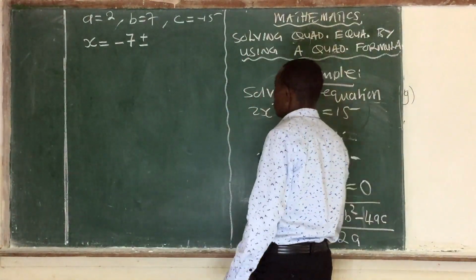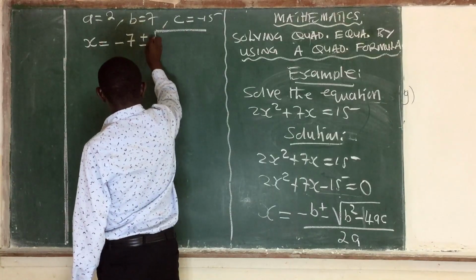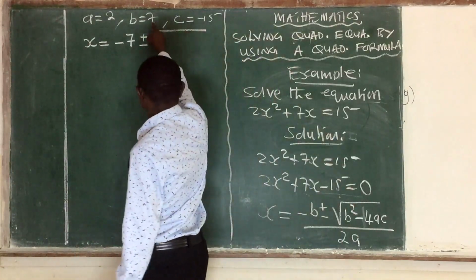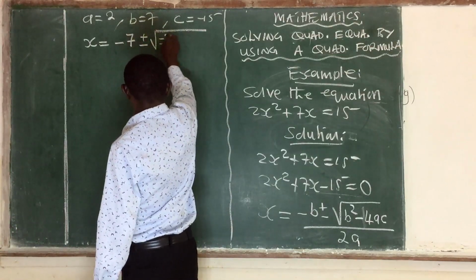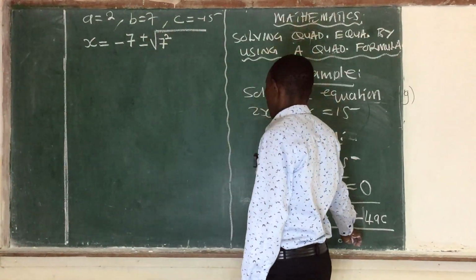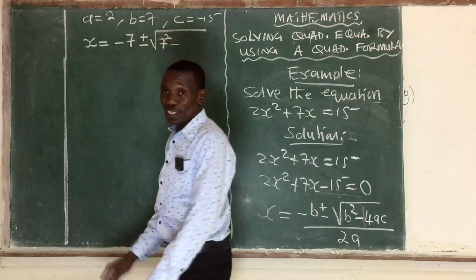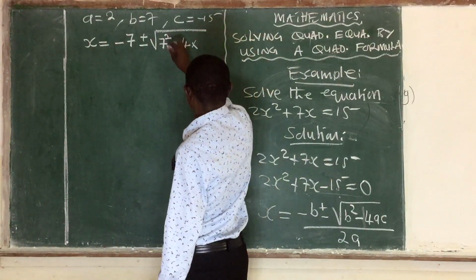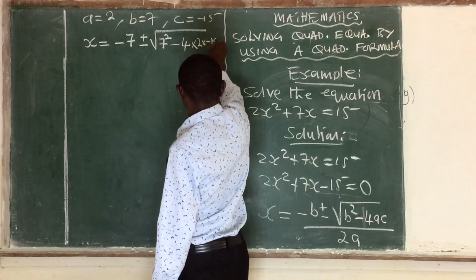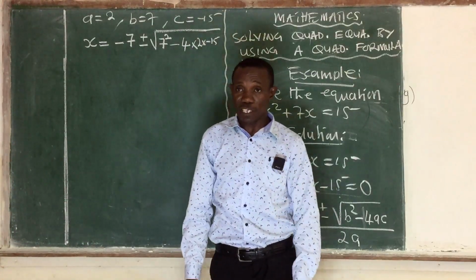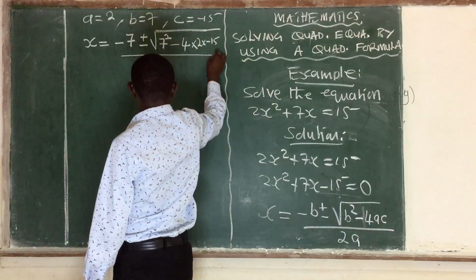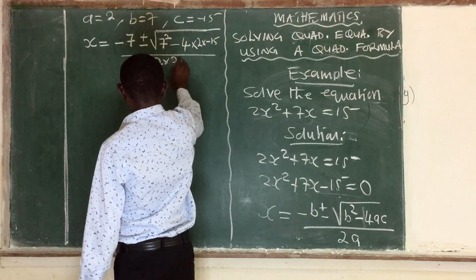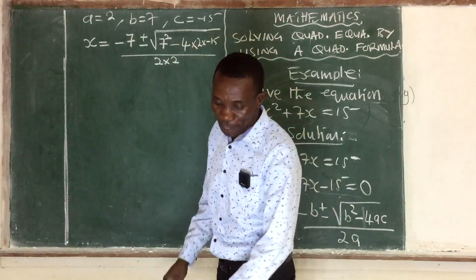Then now I'll go into the root. We've termed it B squared. So where there's B, I'll still substitute 7. So now it will be 7 squared in place of B squared. Then I go for the negative 4 multiplied by A. So here my A is 2, and then multiplied by negative 15, that is the value of C. The denominator of which is 2A. So in this case, it will be 2 times 2. That's what we get up there.